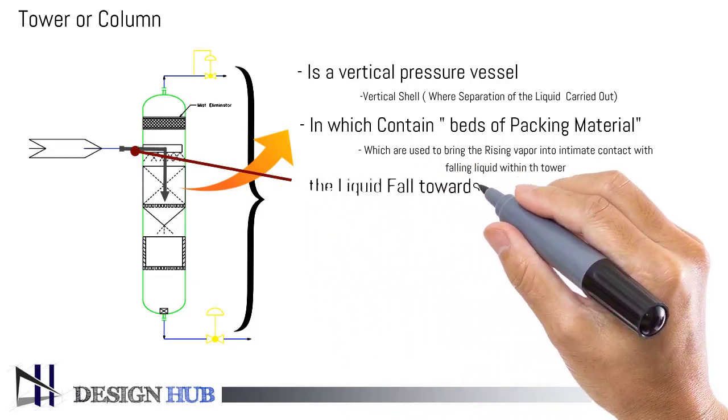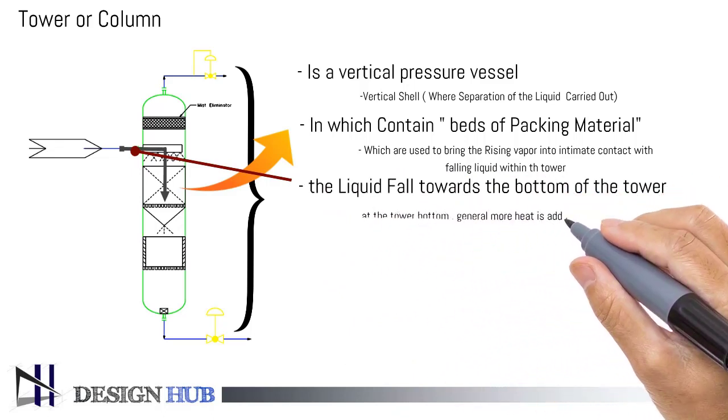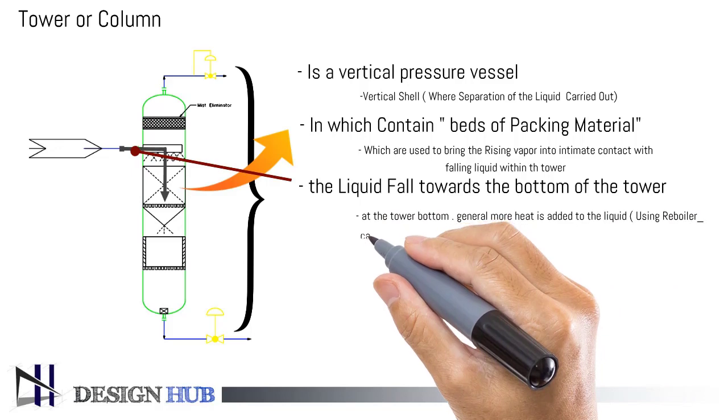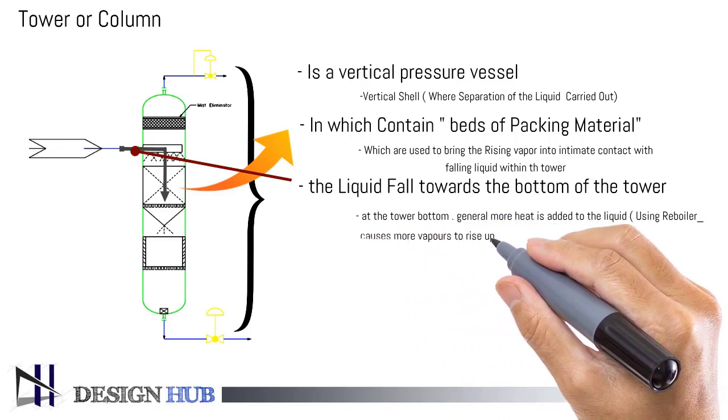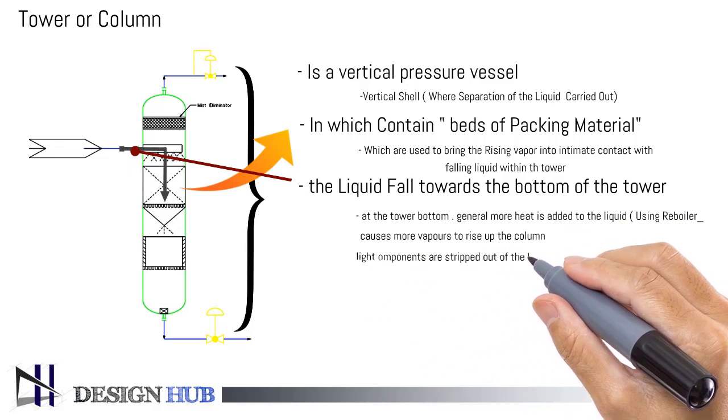The liquid falls towards the bottom of the tower. At the tower bottom, more heat is added to the liquid using a reboiler, which causes more vapors to rise up the column. Light components are stripped out of the liquid.